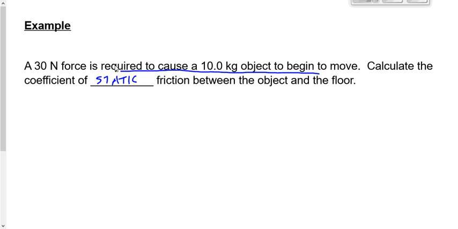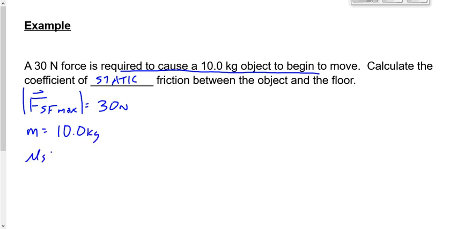So let's write that down as a given here. FSF max is 30 newtons. That doesn't mean that's the force of static friction. That means that's the maximum possible force of static friction. Static friction could be 6 if all I push with is 6. But I can push with up to 30 before it begins to move. We get a mass of 10 kilograms here. And we're looking for the coefficient of static friction.